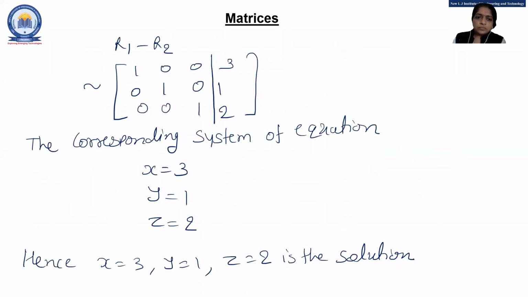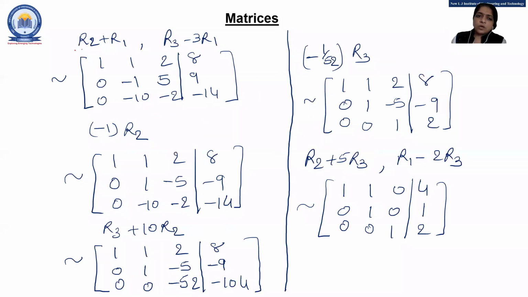So by doing one operation in the second row and one operation in the third row, that is R2 plus R1 and R3 minus 3R1, we get both elements in the 0 form, right? Now our next move is I want to convert this -1 into 1. So by doing -1 times R2, this is 1.